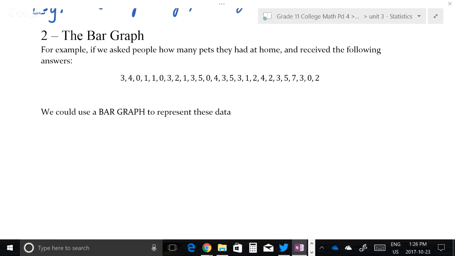How many pets they have at home. Is this continuous data or discrete? Can you have 2/3 of a pet?